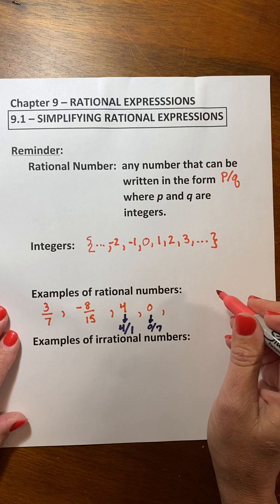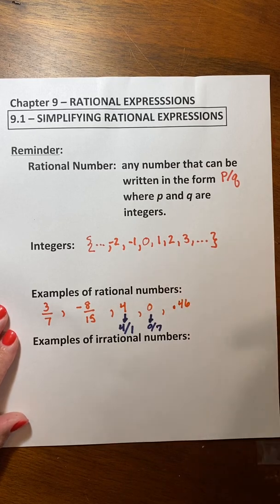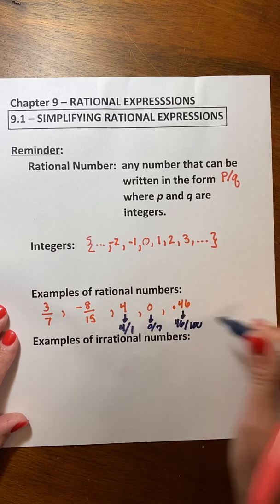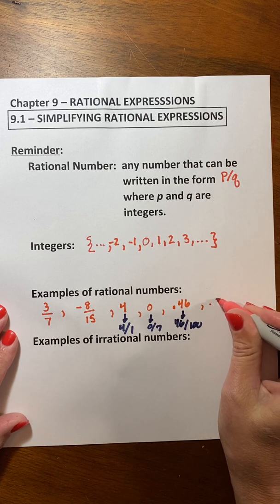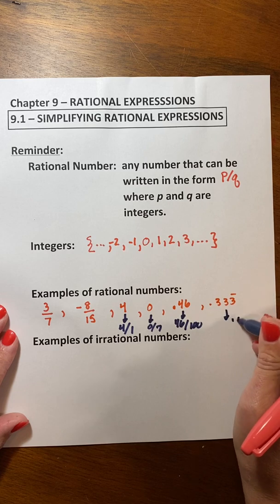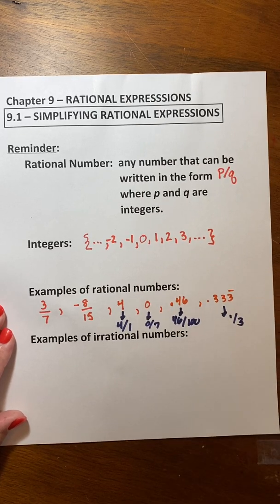Finite decimals can be written as fractions. So this would be 46 hundredths, not reduced, but we could reduce it. Even repeating decimals, we did 0.3 repeating. Remember, that's just 1/3. So repeating decimals also are rational numbers.